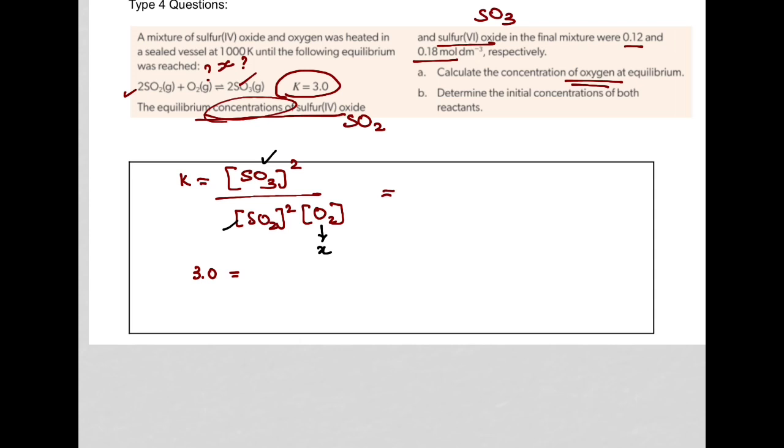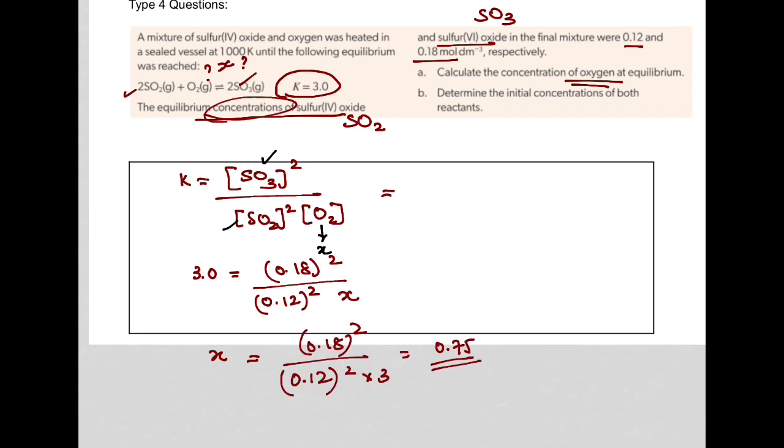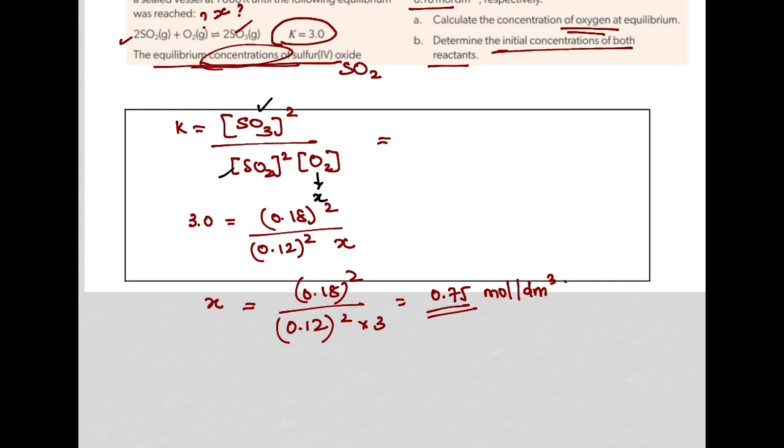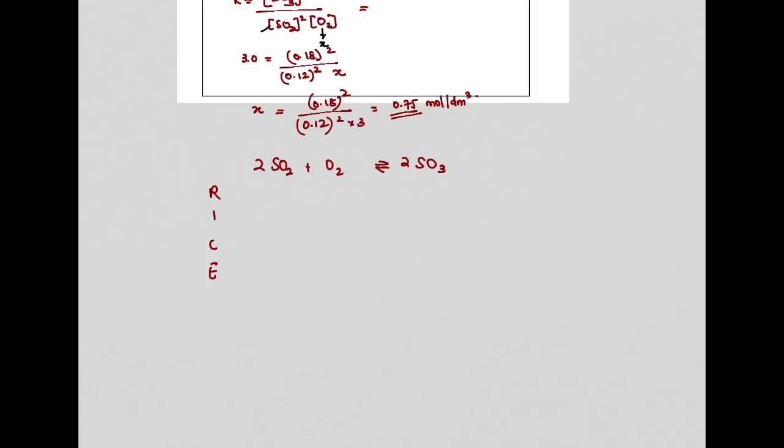So SO3, this is going to be 0.18 square divided by 0.12 square times x, which is unknown. You solve, do subject of formula, solve for the value of x. So x is 0.75 mole per dm cube. Now you need to determine the initial concentration of both reactants. So the equilibrium concentrations are known. I'm going to write my equation. I will write my y.